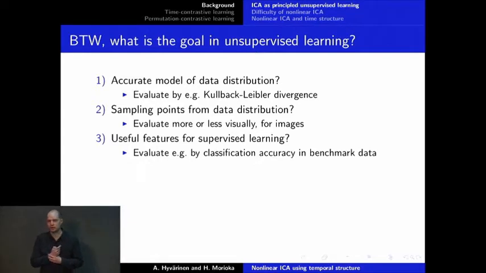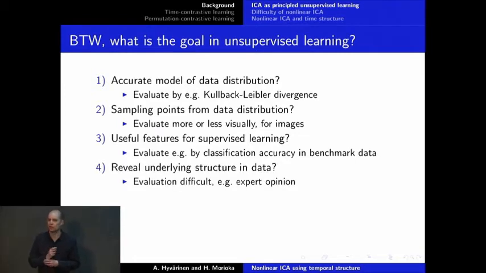On the other hand, of course, a very old goal in unsupervised learning is that you want to find features which are useful for supervised learning. So in this sense, unsupervised learning is only useful to the extent that it helps supervised learning. And whether you have reached this goal can of course be evaluated by taking the features given by unsupervised learning, inputting them into some simple classifier using some benchmark data, and then looking at the classification accuracy.